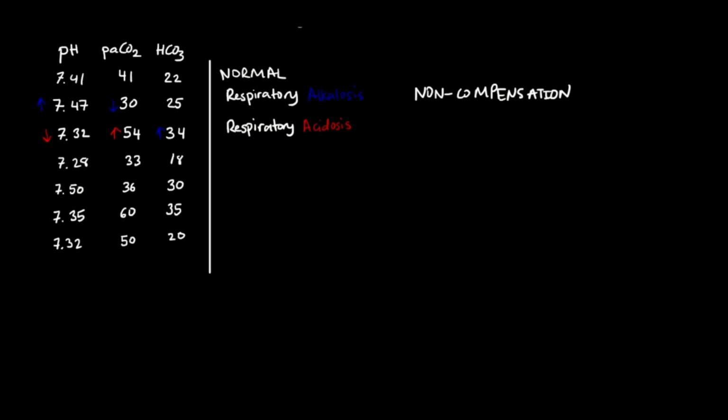Since we know this is a respiratory acidosis situation, we know that the problem system is the respiratory system. And so looking at the bicarb, it is higher than normal, so it is trying to help. However, the pH is still abnormal, so this is an example of respiratory acidosis with partial compensation.